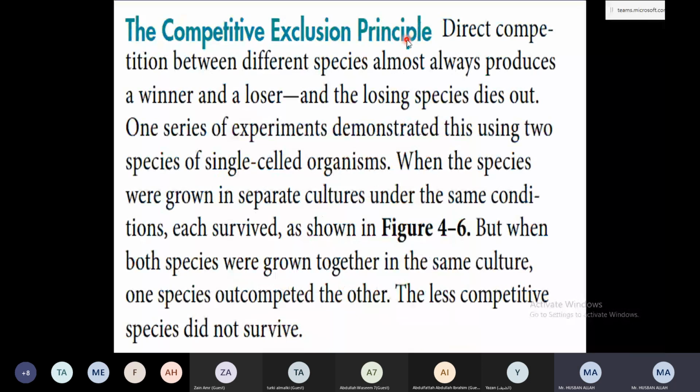Under the competitive exclusion principle, direct competition between different species almost always produces a winner and a loser, right? If you revise back, we will study it in evolution, the theory of life, the test for survival. So direct competition between different species almost always produces a winner and a loser. Whenever we have competition, there will be a winner and a loser, and the losing species dies out. The winner will survive, while the one which lost will die out, right?